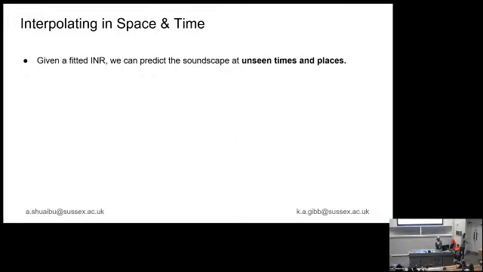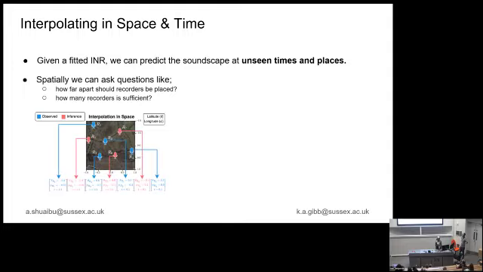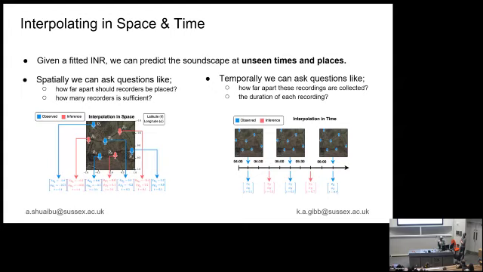Once our data has been fitted to the INR as a function, we can ask questions. Spatially, how far apart should the recordings be, and how many recordings are sufficient? Temporally, how far apart should recordings be collected, and what should the duration of each recording be? Basically, we're trying to derive more efficient sampling protocols. For temporal sampling, for example, in the afternoon we would want a more reasonable sampling protocol at specific time points, because we have more human activity at that time.